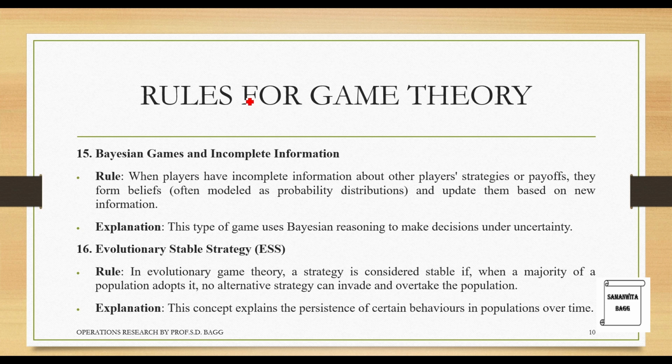Evolutionary stable strategy. In evolutionary game theory, a strategy is considered stable if, when a majority of the population adopts it, no alternative strategy can invade and overtake the population. The example of evolutionary stable strategy is the hawk versus dove game. Everyone is aware of the behavior of hawks and doves. If you know, hawks are very aggressive in nature. Doves are very docile.